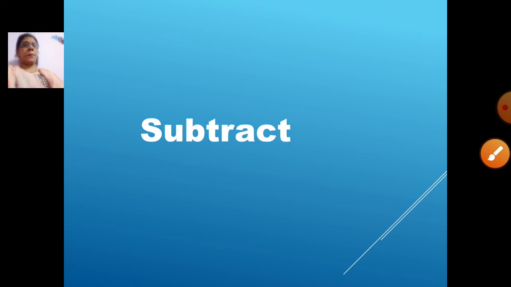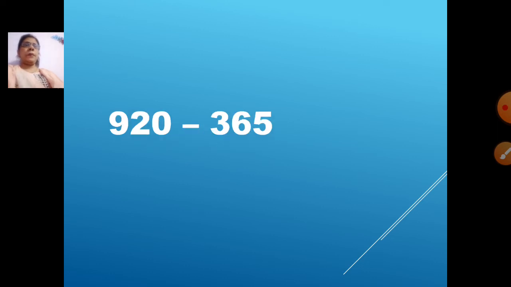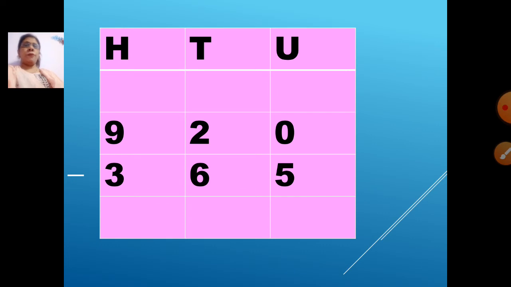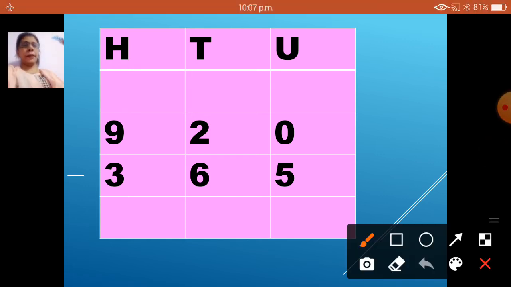Now subtract. What is written? Subtract. Okay, you just have to subtract. You don't have to arrange vertically. Now 920 minus 365. So now we have arranged the numbers according to their place value. When it says subtract, it will already be made in a subtract. That means you have to make a column and write the numbers. Okay. So start now subtracting.